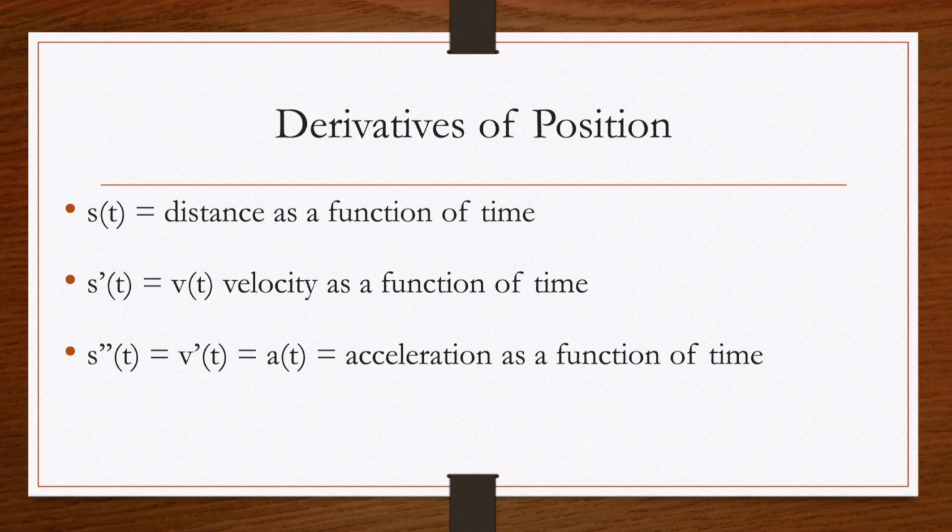First let's look at the derivatives from position, which is where the speed equals 0. We write s(t), which is our distance as a function of time. If we then take the first derivative of position, we get the velocity function. Now this is where it gets interesting.